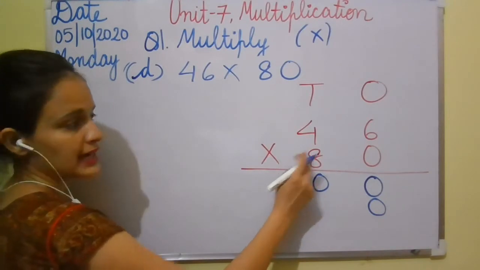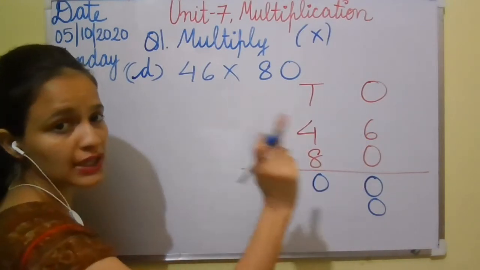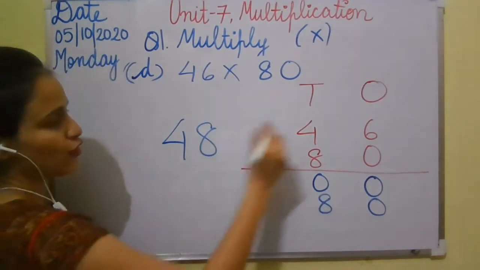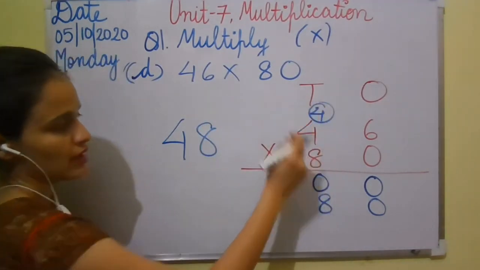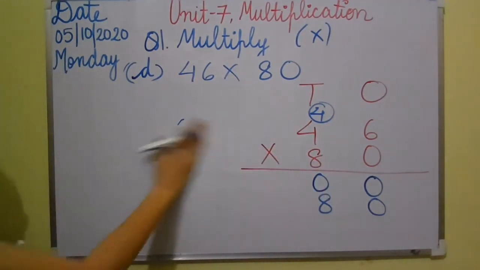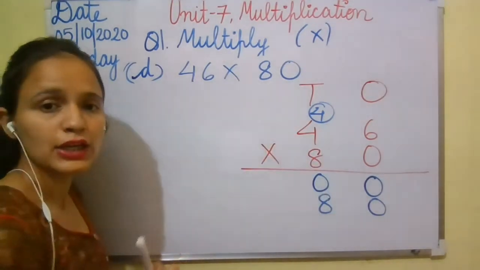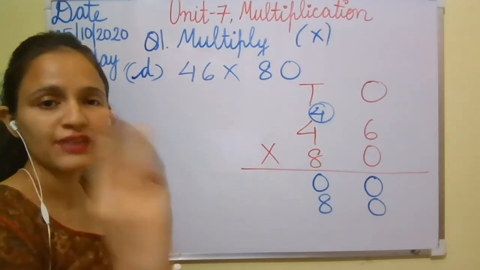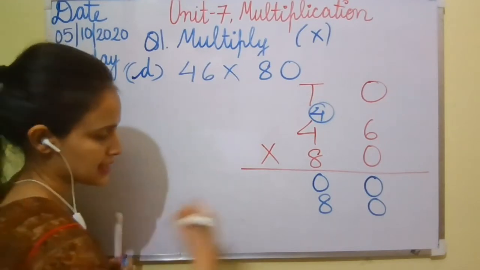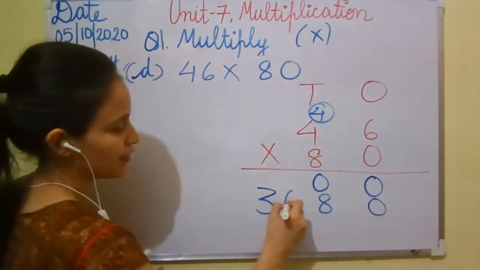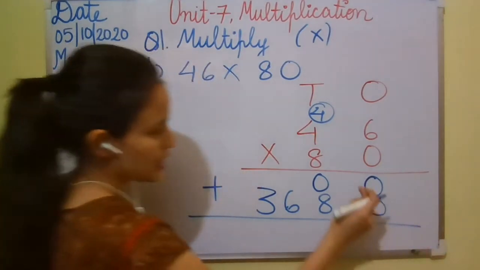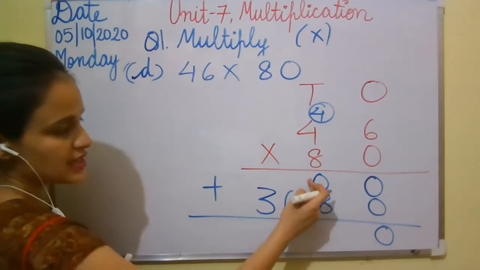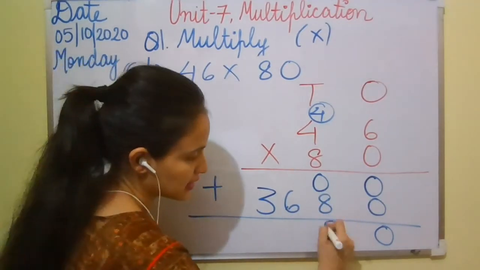Now 8. 8 6s are 48. In 48, 8 is in ones. 8 will remain here and 4 will go as a carryover above 4. Now 8 4s are 32. 32 plus 4: 33, 34, 35, 36. 36. So we are going to add both the numbers. Now 0 plus 0, nothing has been added, so the answer will be 0. 0 plus 8, 0 means nothing, the answer will be 8.